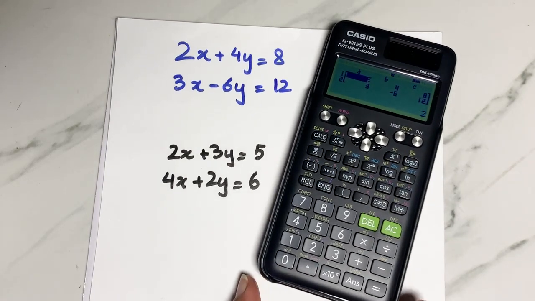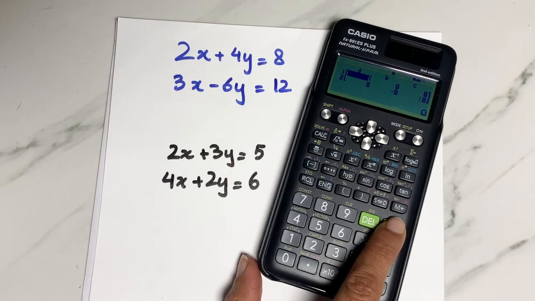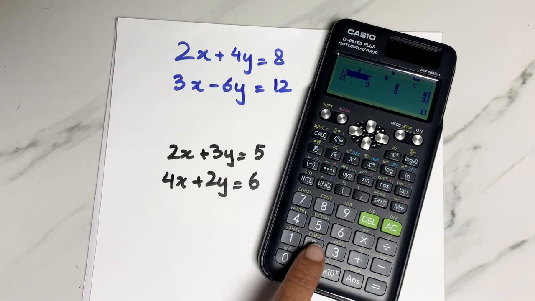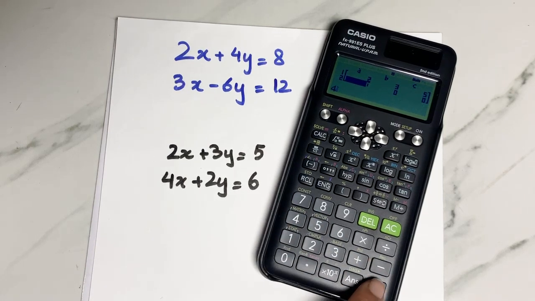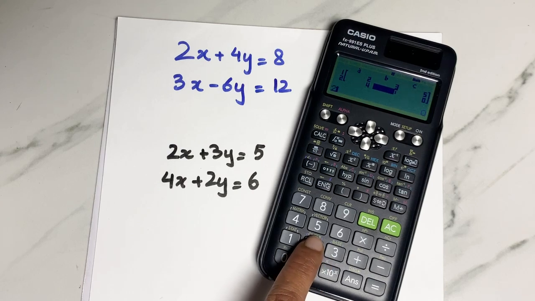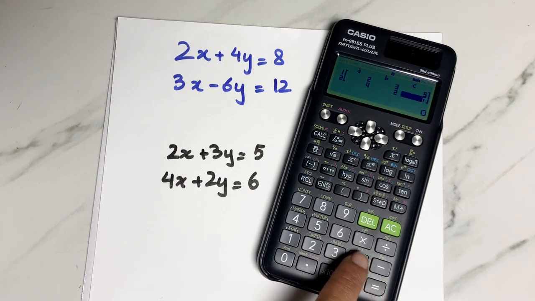Now I will be putting the values of the constants again. So I will be pressing 2, then the equal to sign, then I will be pressing 3 and the equal to sign, then I will press 5 and the equal to sign. Now I will be inserting the values of the second equation, that is 4 and the equal to sign, then 2 and the equal to sign, and 6 and the equal to sign.